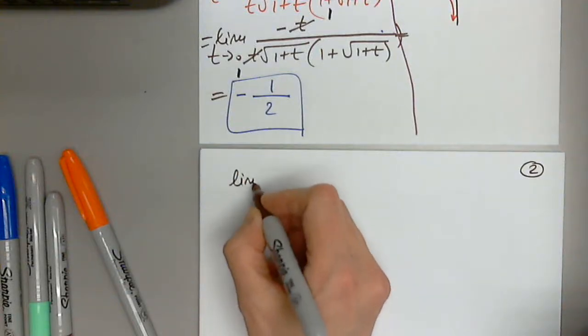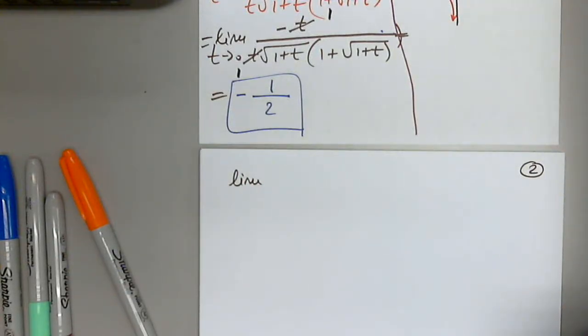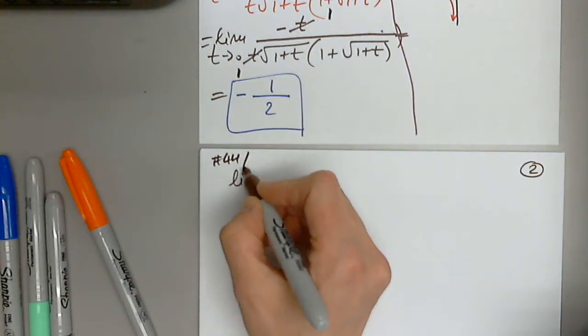So another limit on page 107. Let's pick, let's say, 44. 44 on 107.